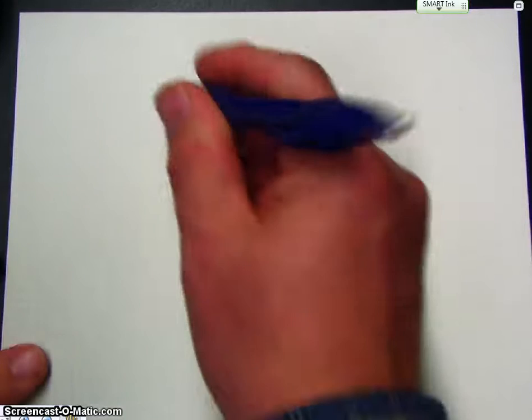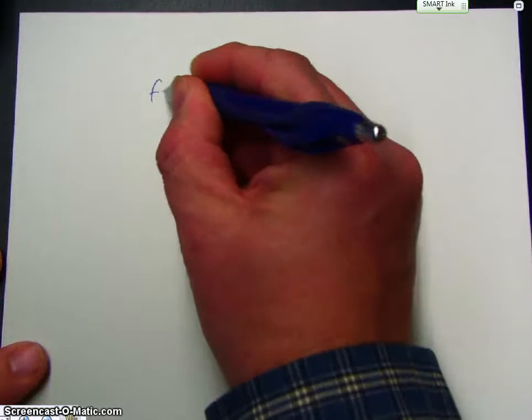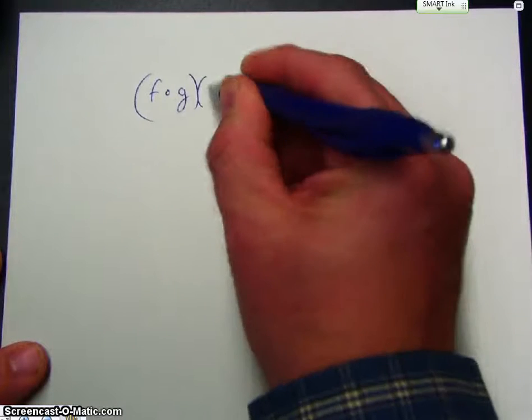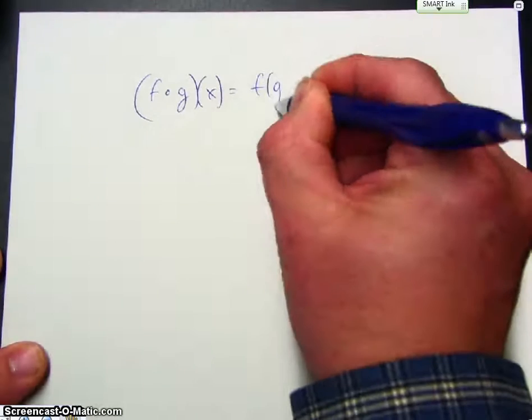All right, second video to section 3.5, operation of functions, dealing with the composite functions. The previous video we did composite functions. All right, let me review that. f of g of x equals f of g of x.